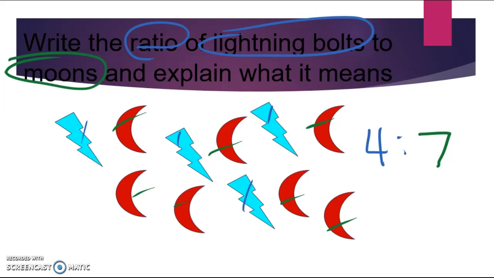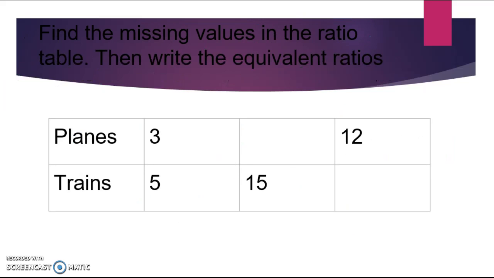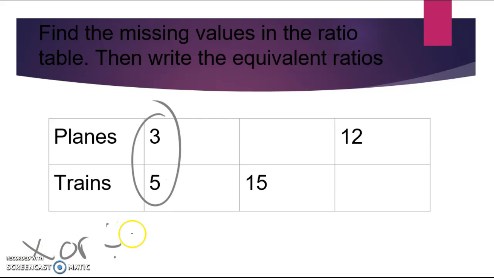Alright, so our next question asks us to find the missing values in the ratio table. So I gave you a table, and I also gave you these first two values. What we're going to have to do is use these first two values to fill out the rest of the table. So I need to figure out, how do I multiply or divide to get from 5 to 15? The only way to do that would be to multiply by 3. Okay? So whatever I do down here, I know I also need to do up top. So I multiply that by 3. 3 times 3, that's going to give me 9 for this box.